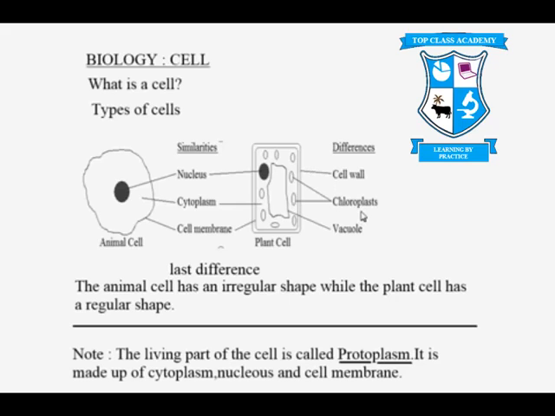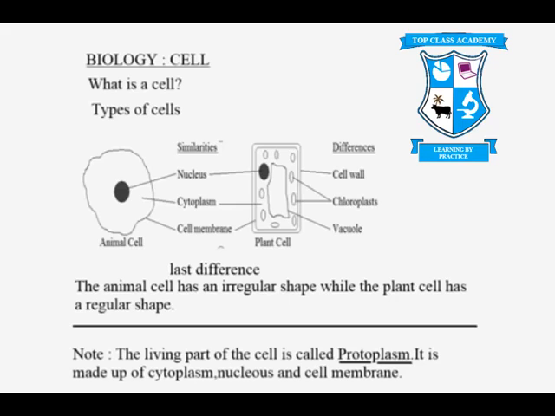The chloroplast is made up of a green pigment known as chlorophyll. The function of chlorophyll is to trap light energy during photosynthesis. The last one, we have the vacuole. The vacuole is the storage for the cell sap. The cell sap is made up of water and mineral salts. So these are the functions of these parts.